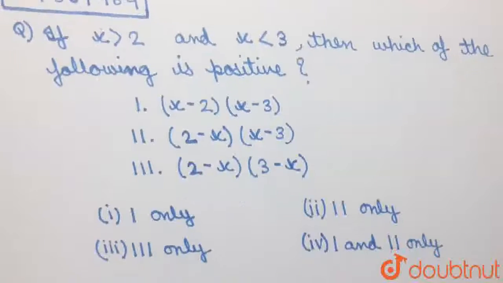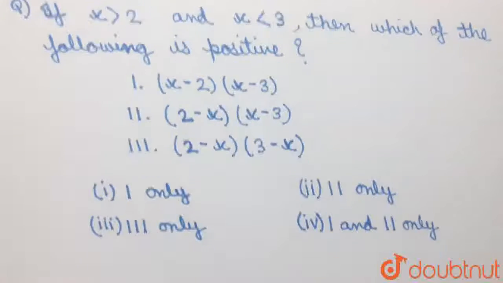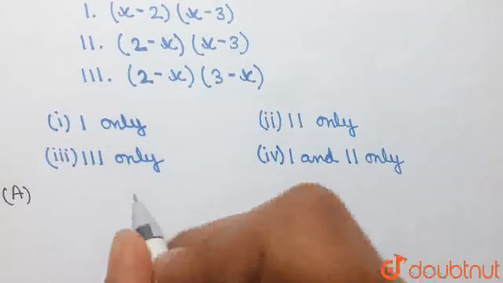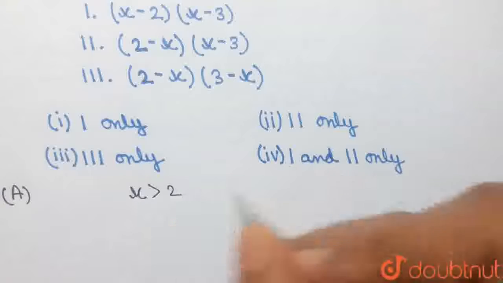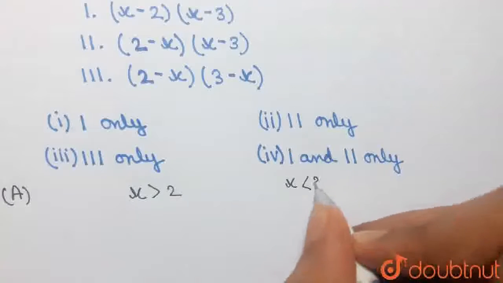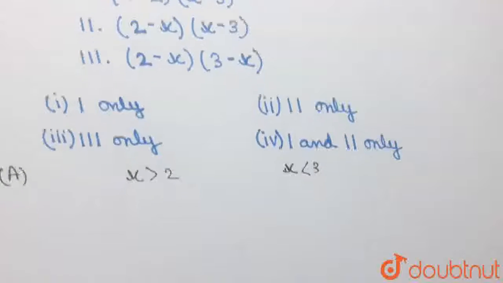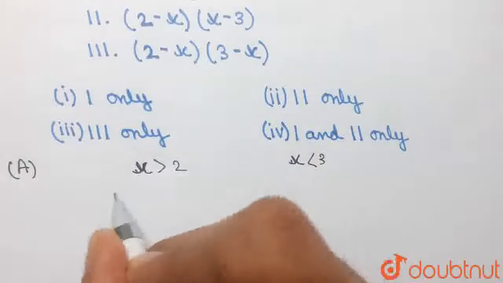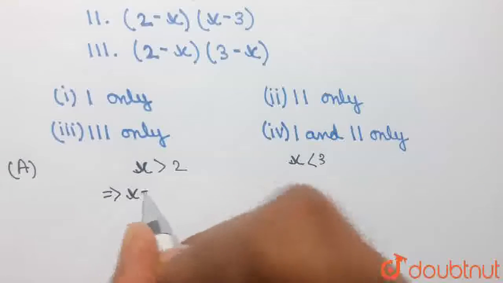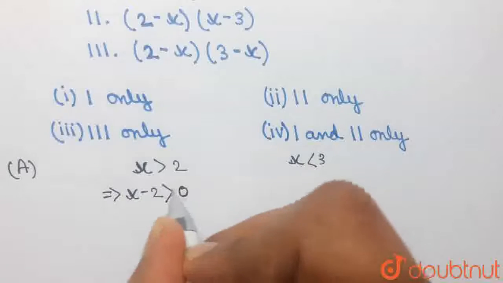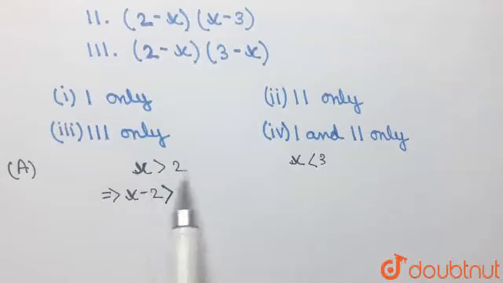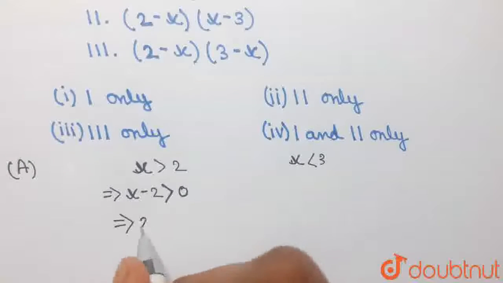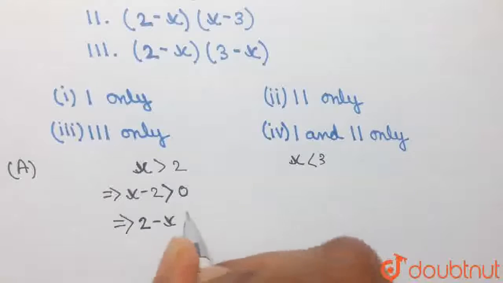Okay, so first of all, writing down these two inequalities concerning x: x greater than 2 and x less than 3. Now from the inequality x greater than 2, if we take 2 to the left hand side, we can write that x minus 2 is greater than 0. And if we take x to the other side, we can write that 2 minus x is less than 0.